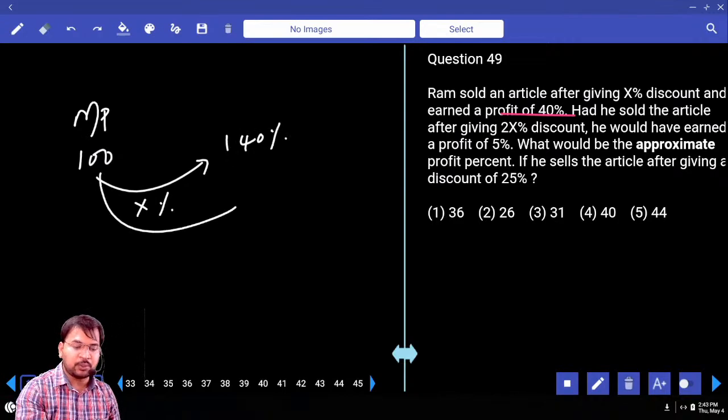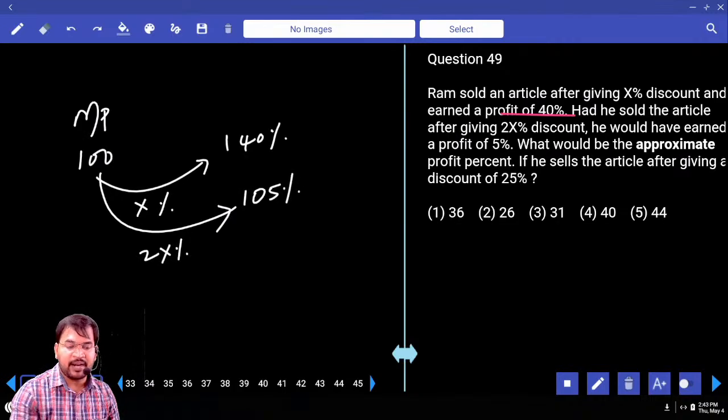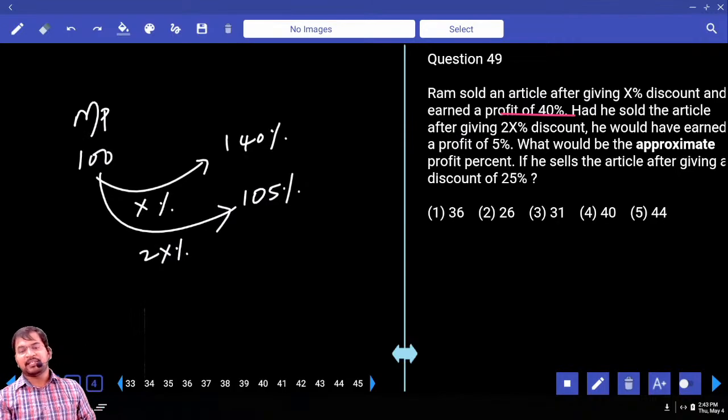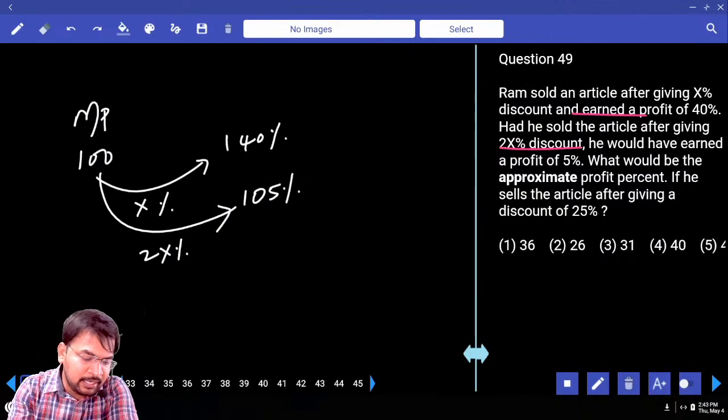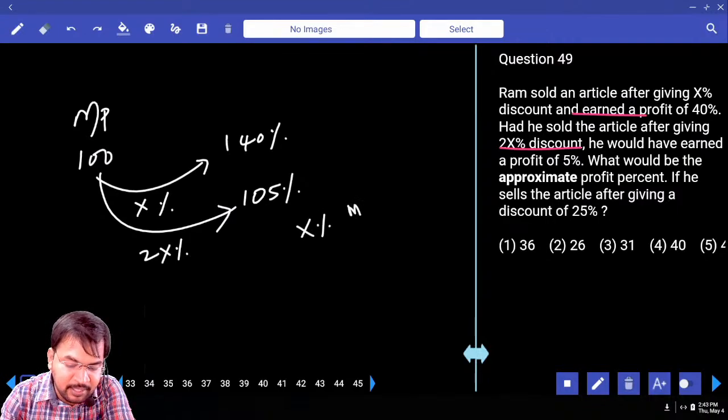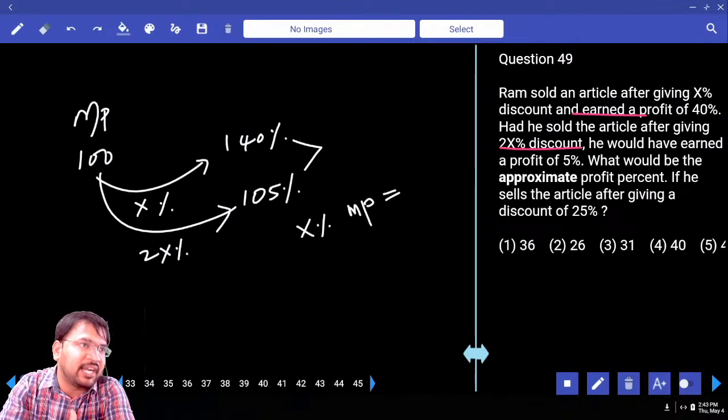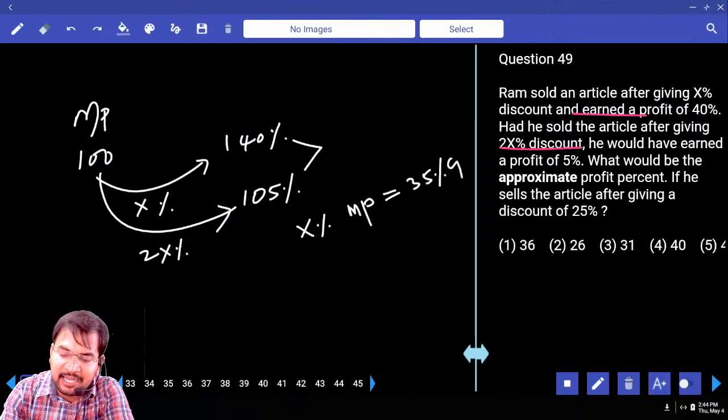Clear? Next, 2X% discount. Then in that case profit is 5% only. That is nothing but 105% of CP. Now if you observe carefully, how much more discount is there in the second case? X% more. That X percentage discount is always calculated on MP. And X percentage of MP is equal to how much the profit is reduced? 35% of CP. Are you clear or not?